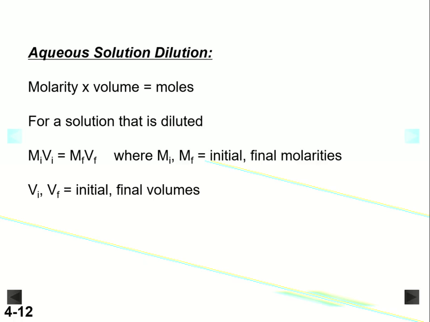And the variables are defined here. Mi and Mf are the initial and final molarities, and Vi and Vf are the initial and final volumes. So Mi Vi equals Mf Vf, that is a very useful equation. You will use it this semester, you will use it in lab, and you will use it next semester, and in any subsequent lab work that you do involving solutions.